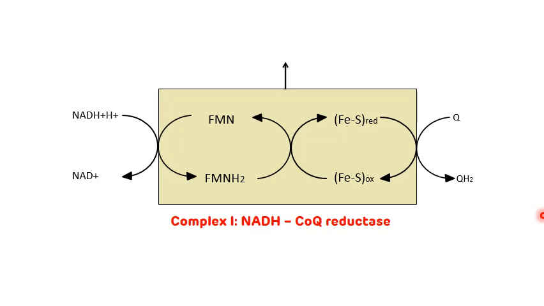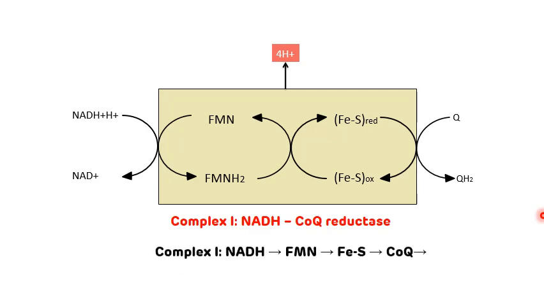So at the end of the flow, in addition to this, there is a transfer of 4H plus from matrix to the inner membranous space. In the complex one, there is a transfer of 4H plus from matrix to the inner membranous space. And we can say that flow of electron occurs from NADH to the FMN, FMN to the iron sulfur protein complex, and iron sulfur protein complex to the coenzyme Q. So this is the flow of electron in the complex one, which is known as a NADH coenzyme Q oxidoreductase complex. Fine. So that is a complex one.